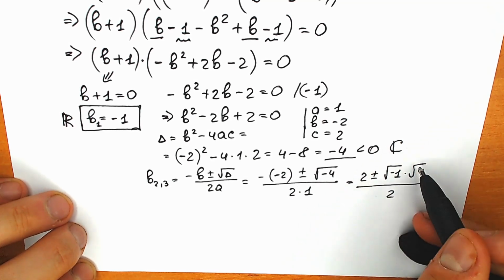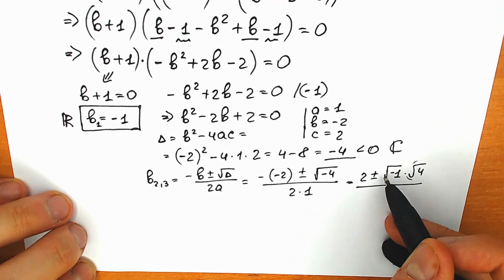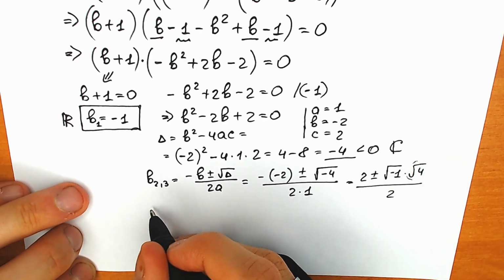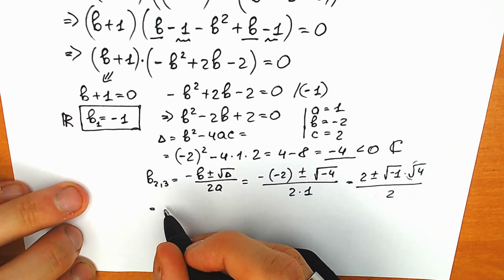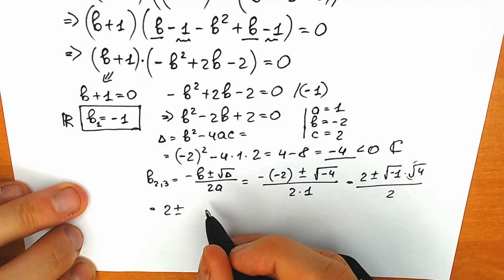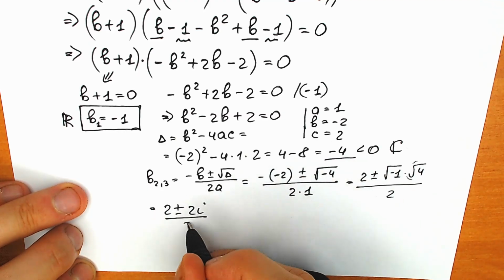Yeah, and right now, of course, we have right here our 2, but square root of minus 1 equal to our imaginary unit equal to i. So we have 2 plus minus 2i in our numerator over 2.